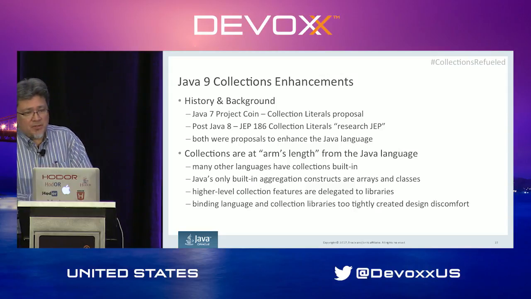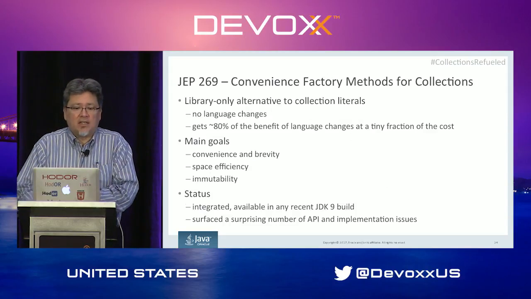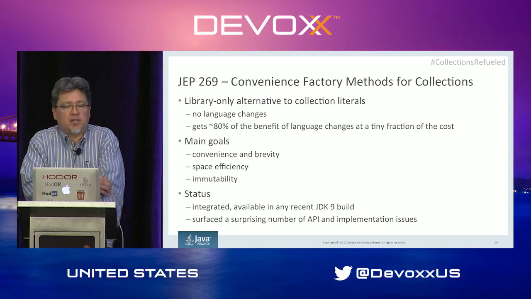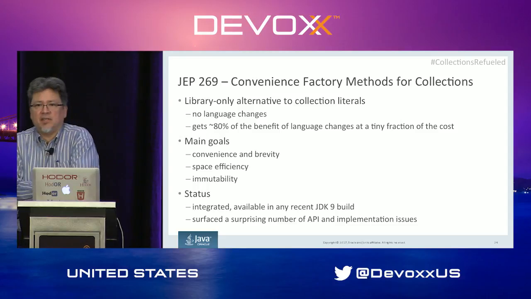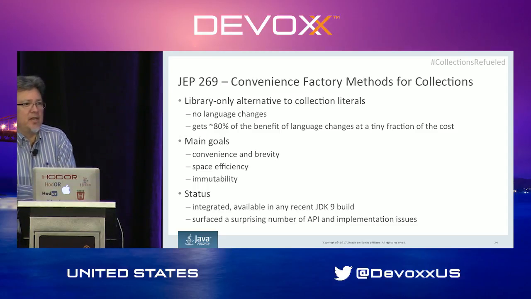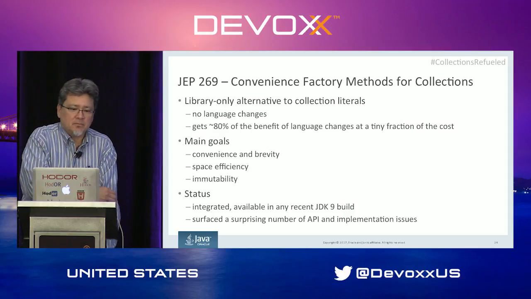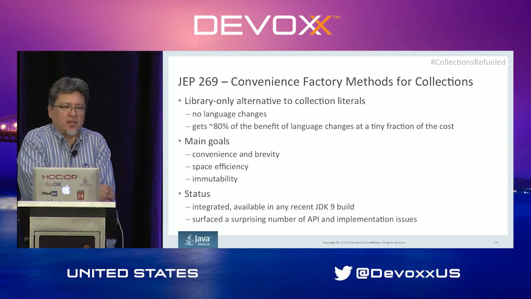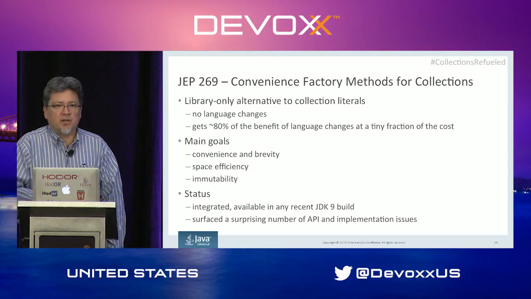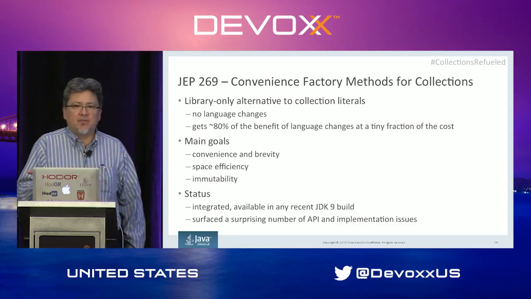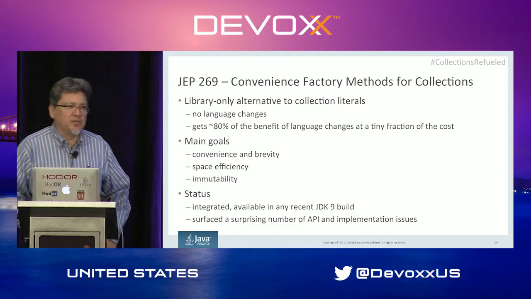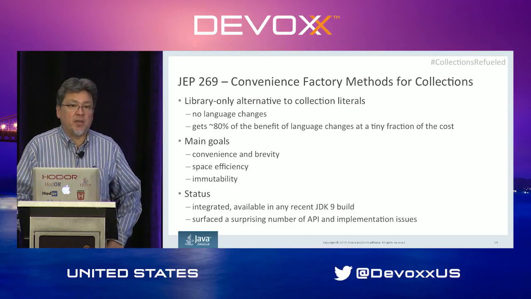So anyway, the upshot of that is we decided not to add collection literals to the language. Instead, we said, let's add some convenience APIs to the existing collections framework, and that will get us probably 80% of the benefit of collection literals, but it's much, much simpler to do, right? It's a library-only construct, so it's just APIs. We didn't have to make any changes to the JVM or the programming language or the compiler or anything. They're just new library APIs.